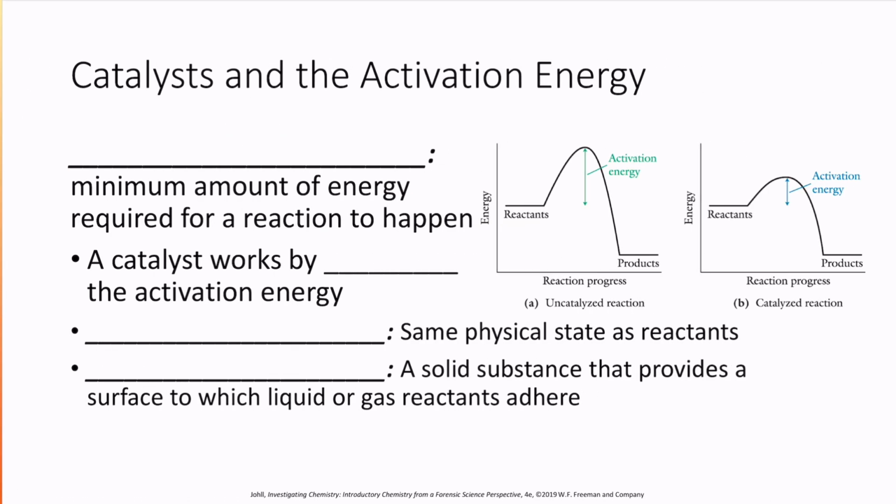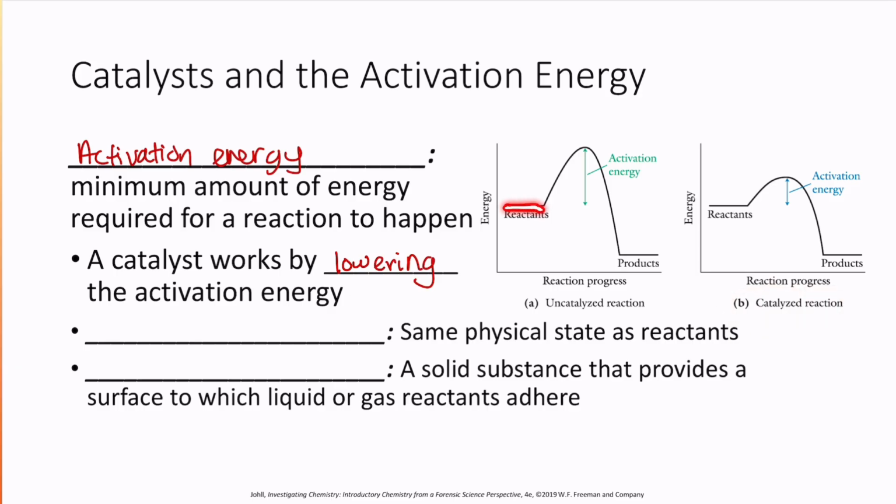Let's talk about how a catalyst works. So the activation energy is the minimum amount of energy required for a chemical reaction to take place. So if you don't meet that activation energy, then your reaction is not going to happen. In order for a catalyst to work, it works by lowering the activation energy. In this diagram, we have an uncatalyzed reaction and we have a catalyzed reaction.